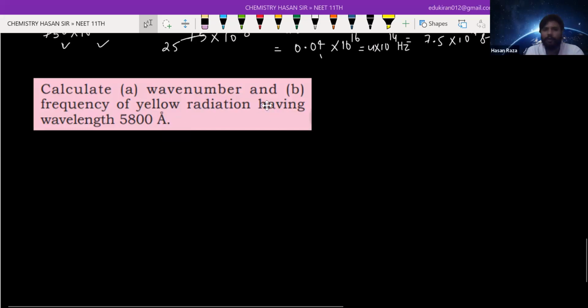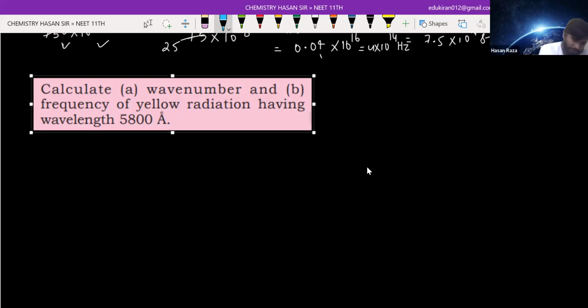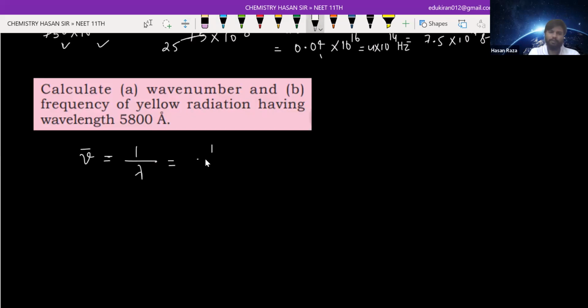Rishita, any answer? Calculate wave number. Wave number has a direct formula. Very simple. You can tell me in the fraction. No need to solve it in decimal. You just need to do this. Wave number has a relation with wavelength, which is inversely proportional to wavelength. So you just need to do this.